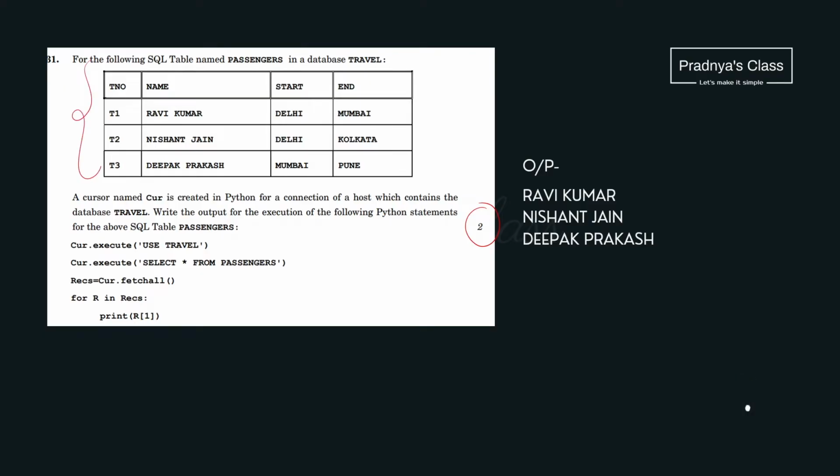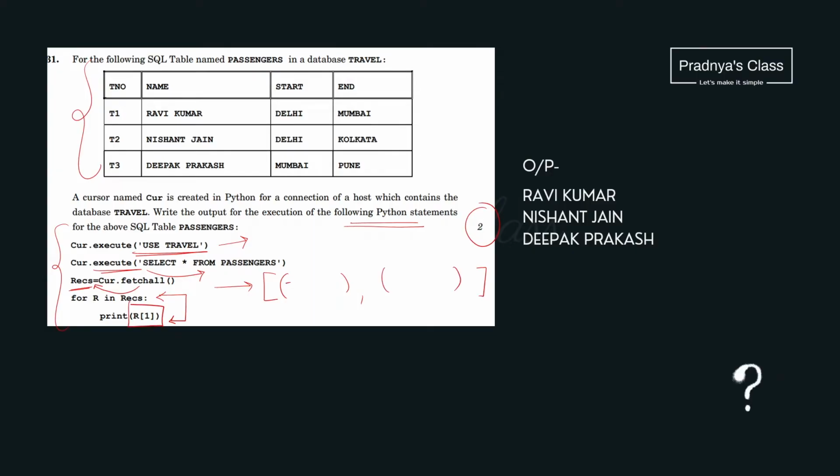Here is a given table and we need to tell the output of the Python statements. Read the code carefully. First query is getting executed, use table, we are using database. In the second statement we are executing the query select star from passengers. You know, with fetchall function we get the records in the form of list of tuples. Now look at the print statement, what we are trying to print here.